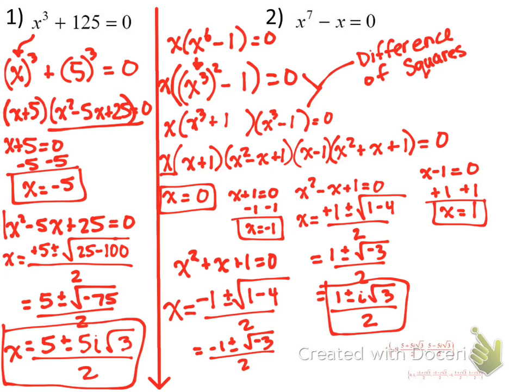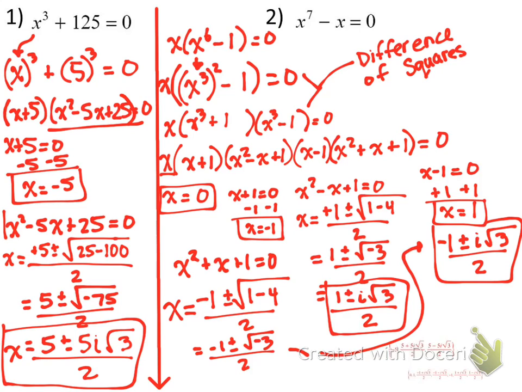Man, this is a huge problem. Negative 1 plus or minus... Actually, I need to move it even farther away from there. Let's do it right here. Okay. Negative 1 plus or minus i rad 3 all over 2. This is solution 6 and 7.